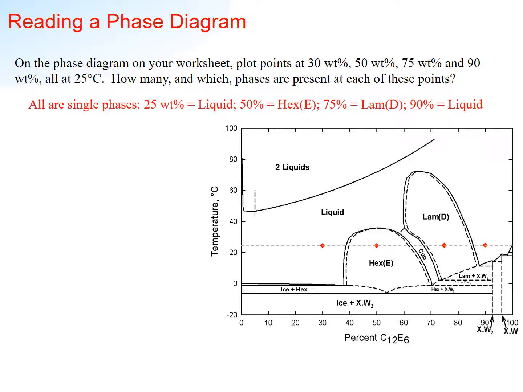So as you can see, all of those are single phases. At 30 weight percent, it's a liquid. At 50 weight percent, it's in the hexagonal phase, which is sometimes denoted with an E. At 75%, it's in the lamellar phase, which is sometimes denoted with a D. And then at 90 weight percent surfactant, it's in the liquid phase again.